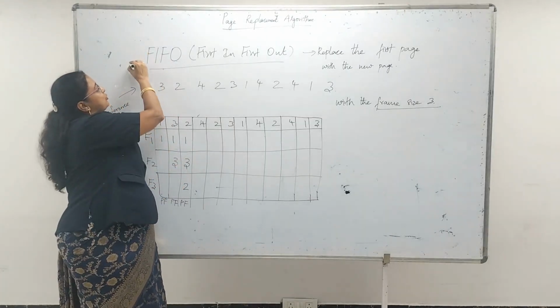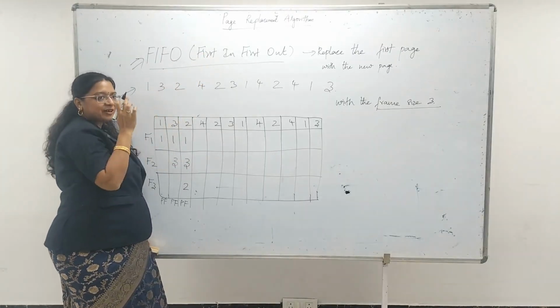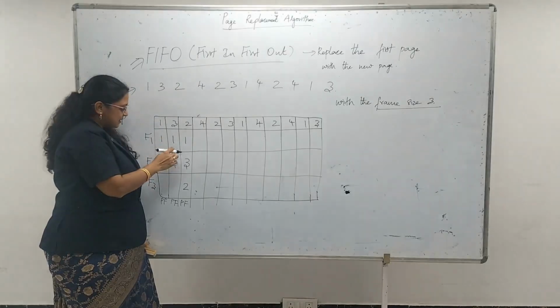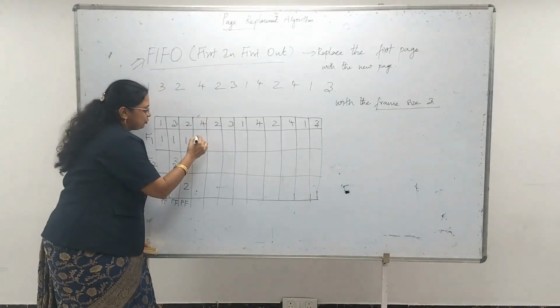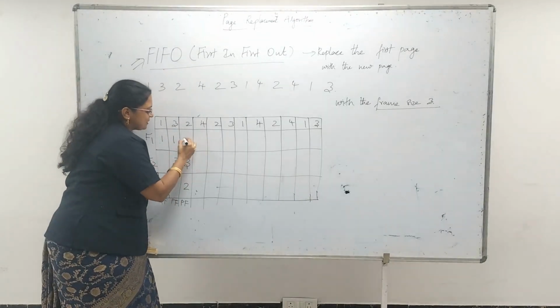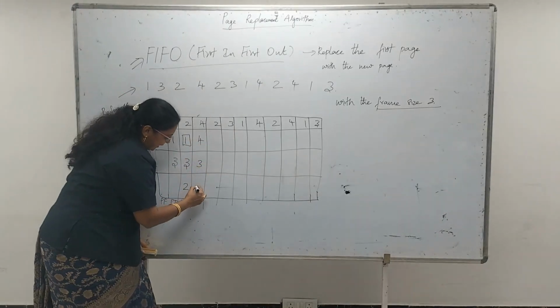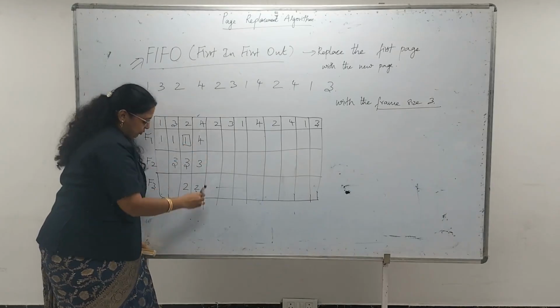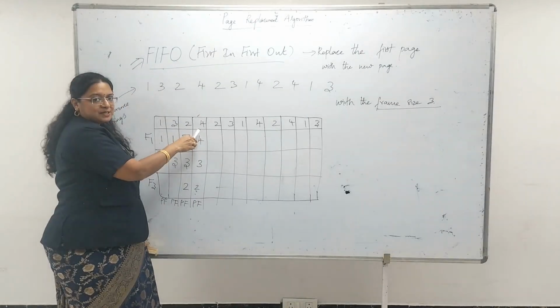In this you are going to use this technique, that is first in first out. That is you are going to replace the first page which is inserted. That is first you inserted 1. So you are going to replace this 1 with 4. 4, 3 and then 2. So this is again a page fault because 4 is not already present in that.